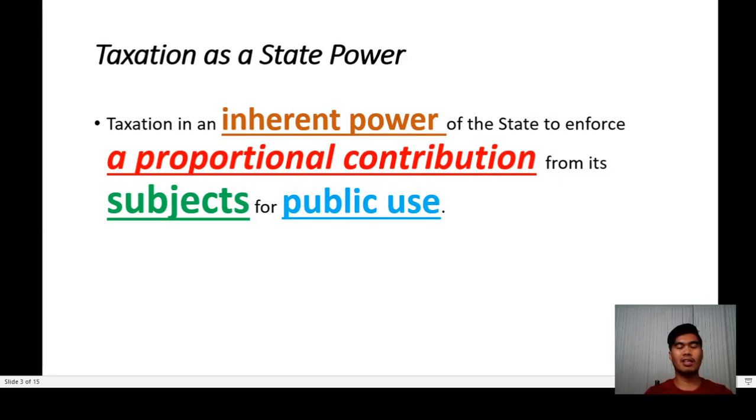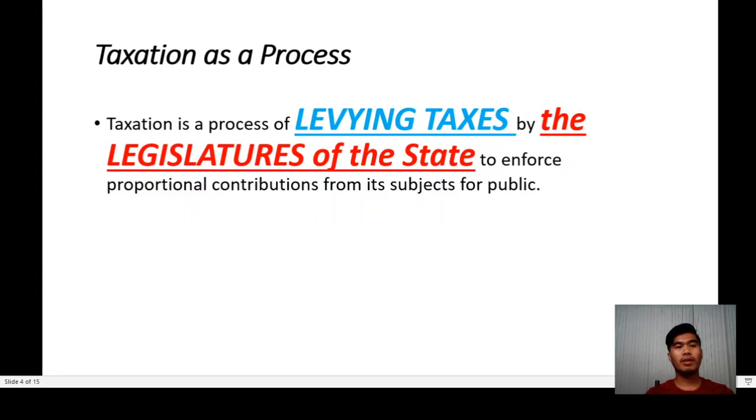Ano ito yung mga subjects na tinatawag? Subjects, ito yung mga, for example, people, business, property, transactions. These are subjects that pwede siyang buwisan or pwede siyang kukunan ng buwis. Taxation is generally for public use. Taxation is a process of levying taxes by the legislatures of the state to enforce proportional contribution from its subjects for public use.